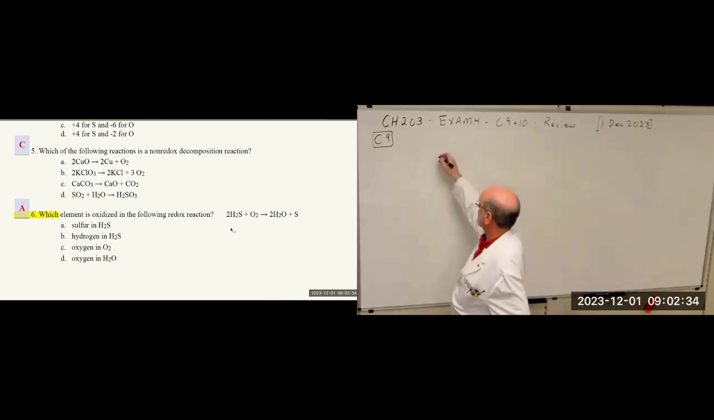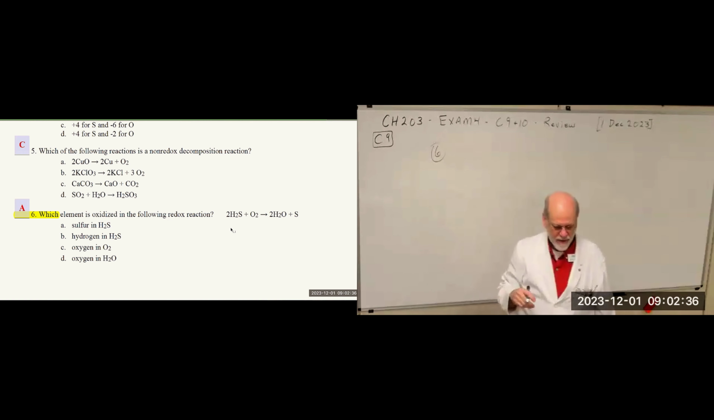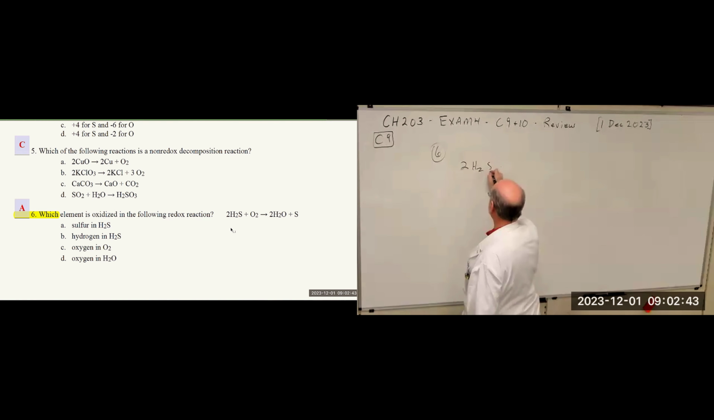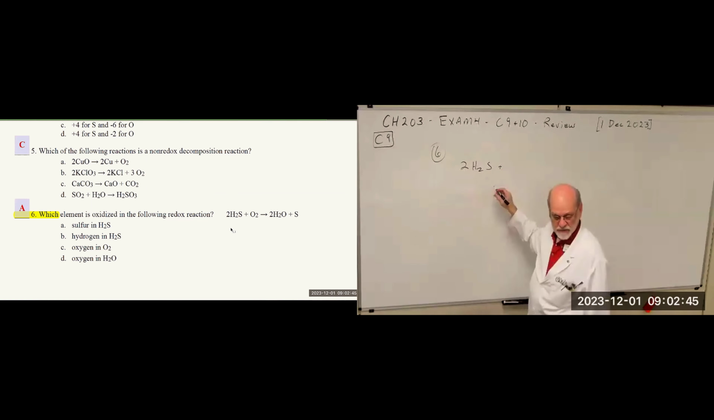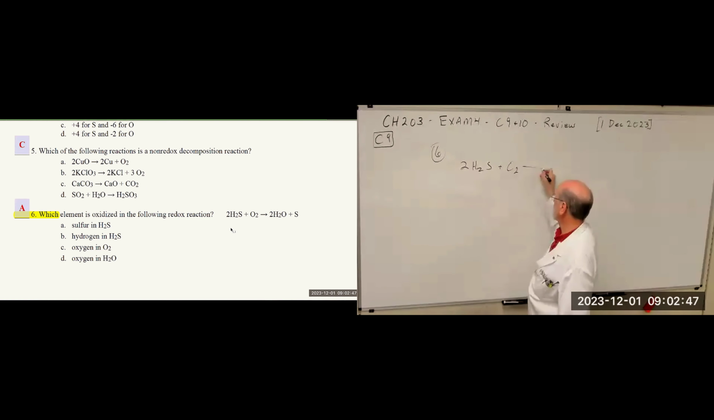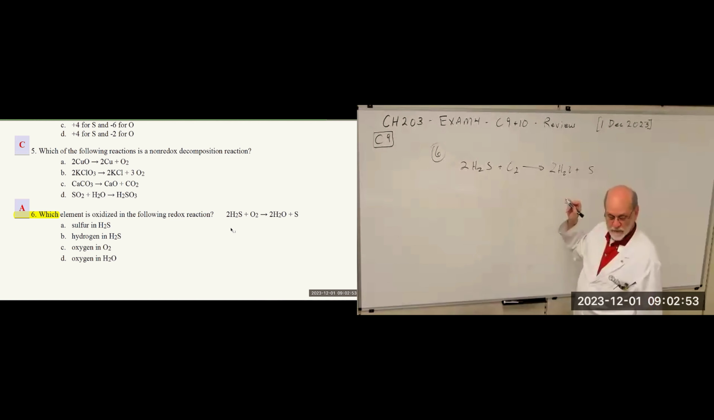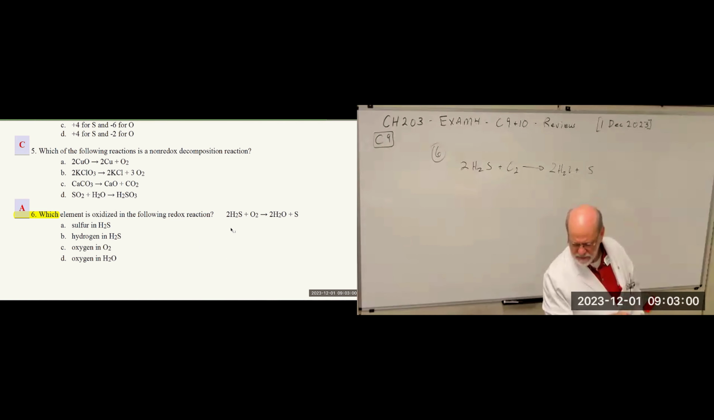Number 6. Which element is oxidized in the following redox reaction? All right, so it looks like this one is balanced for us already. And 2 waters plus sulfur. Okay. So we know our rules.